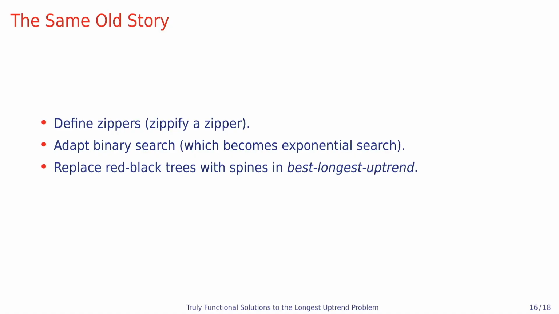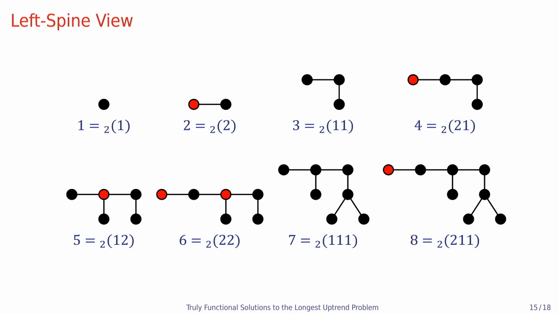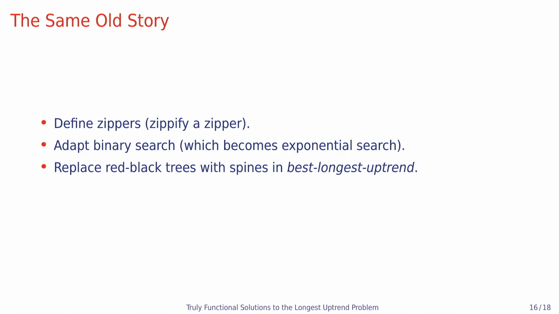Again, we have to adapt binary search, and this now becomes exponential search, because we start at the very left, and the trees are growing. In the end, we replace the red-black trees by the left spine view, by these finger trees. If you want to know the details, you have to look into the paper, in particular also the correspondence between exponential search and this search in the left spine view.